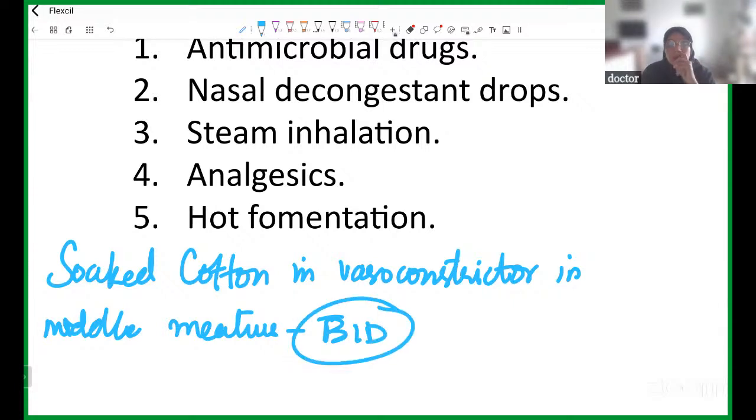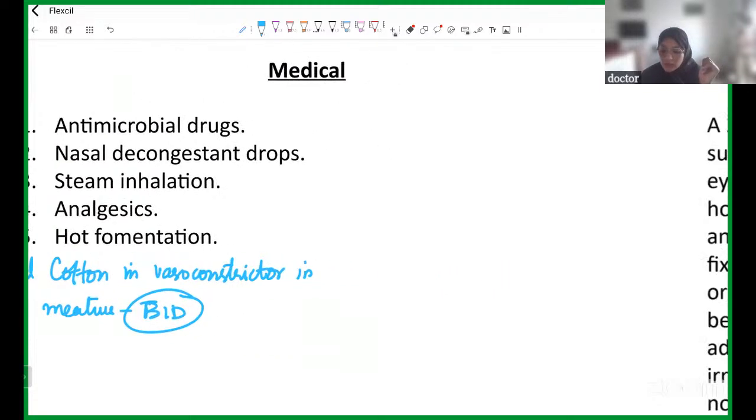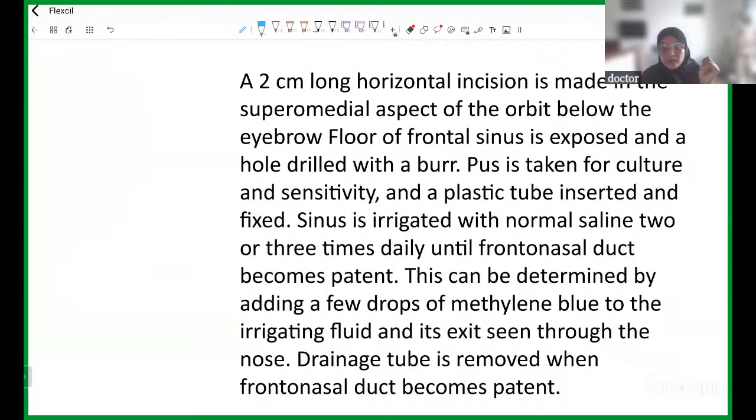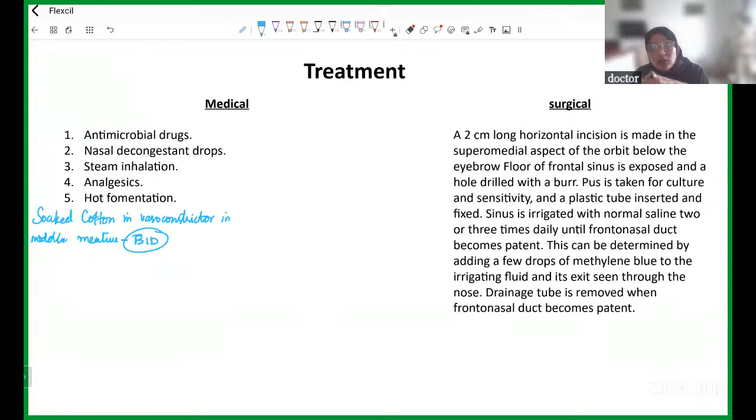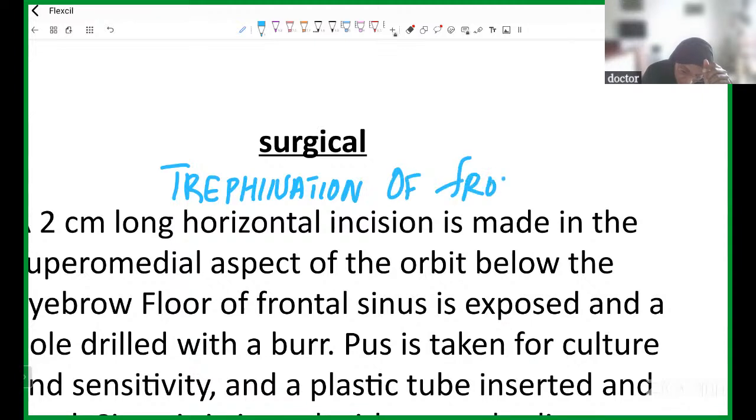Okay? Now, if this doesn't work, conservative treatment doesn't work, then you go for surgical treatment. So surgical procedure is known as trephination of frontal sinus.